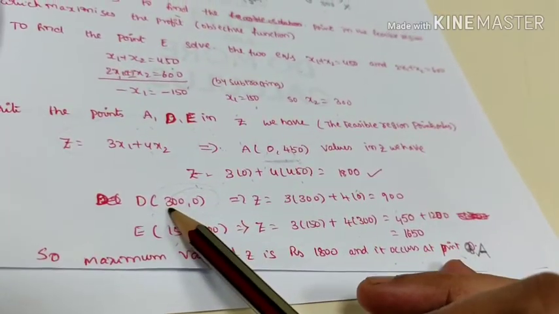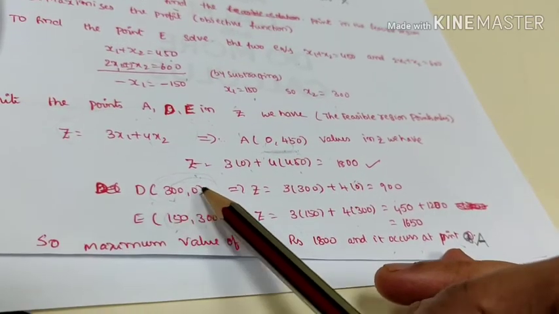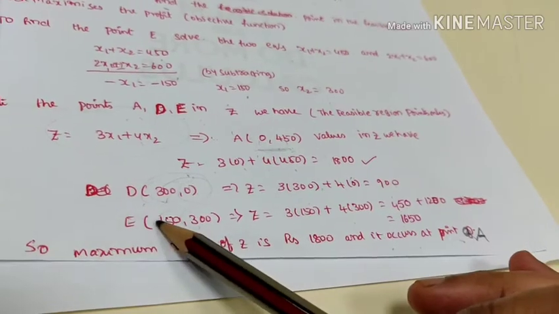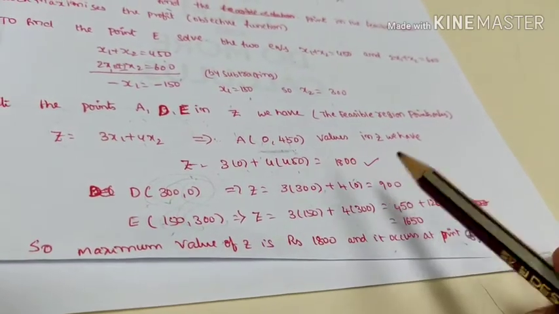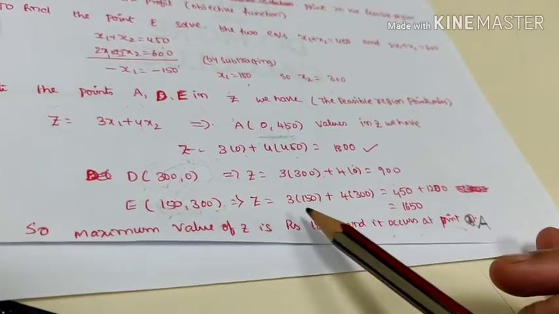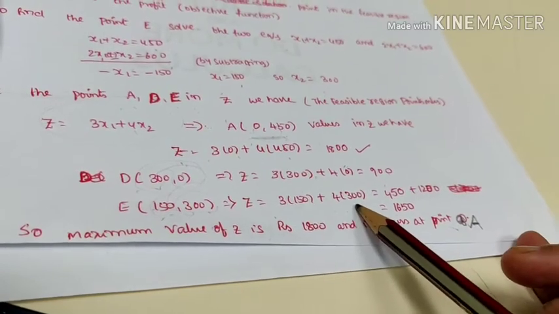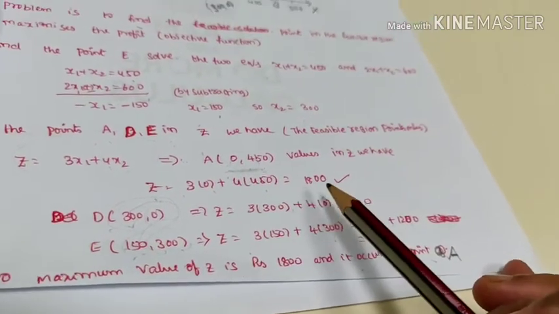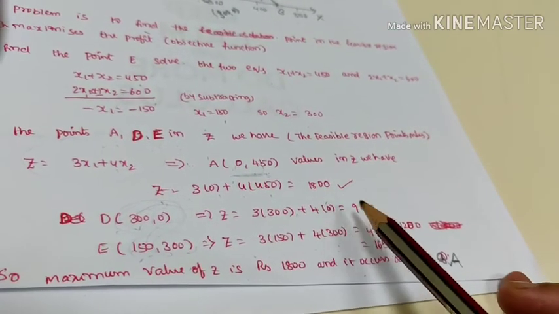Like that, take the point D. This is x is 300 and y is 0. So you will get this answer for z. Then for E, substitute. This is x and this is y. So 3 into 150 plus 4 into 300. When you substitute, you will get this answer. So these are the three answers.